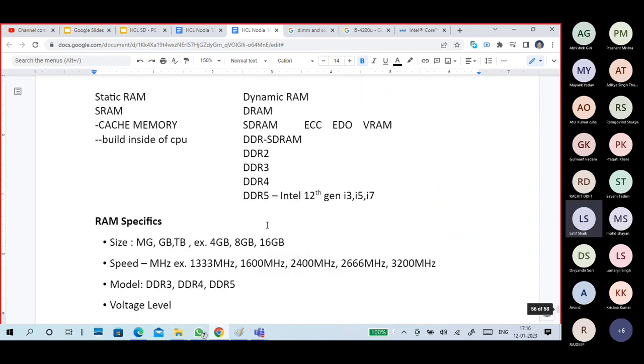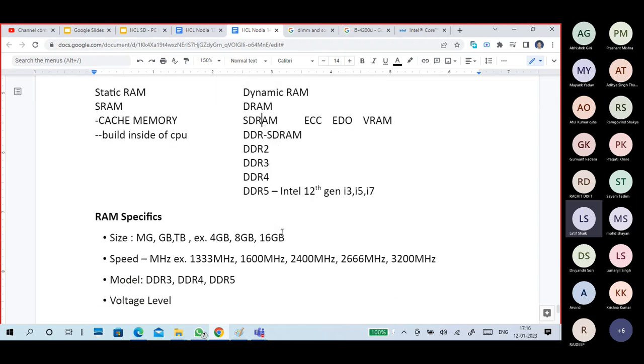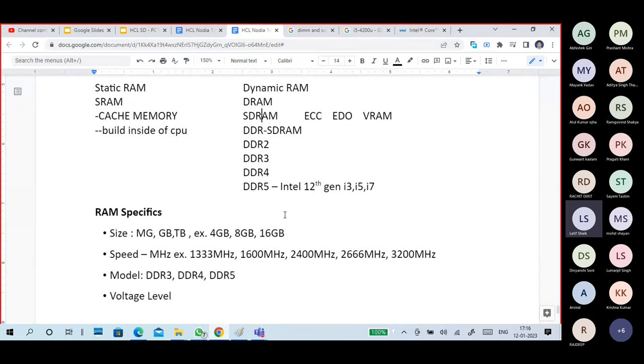In RAM, we have SRAM and DRAM, static RAM and dynamic RAM. SRAM we use as cache memory, which is built inside the CPU. DRAM is further developed into SDRAM. SDRAM became DDR-SDRAM, double data rate synchronous dynamic RAM. And this was developed as DDR2, DDR3, DDR4 and DDR5.